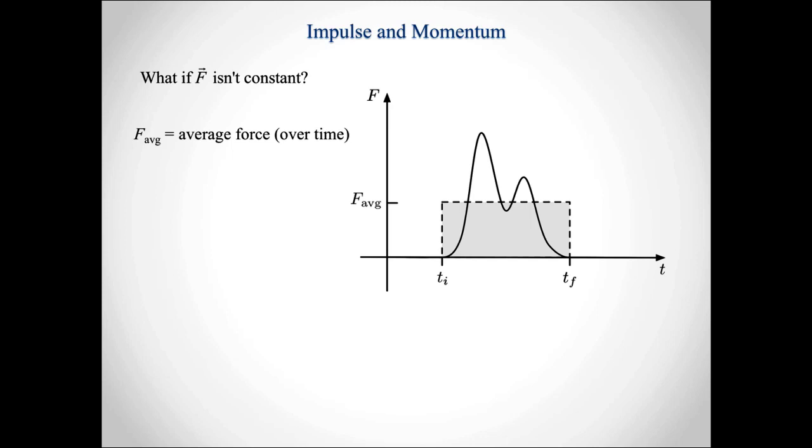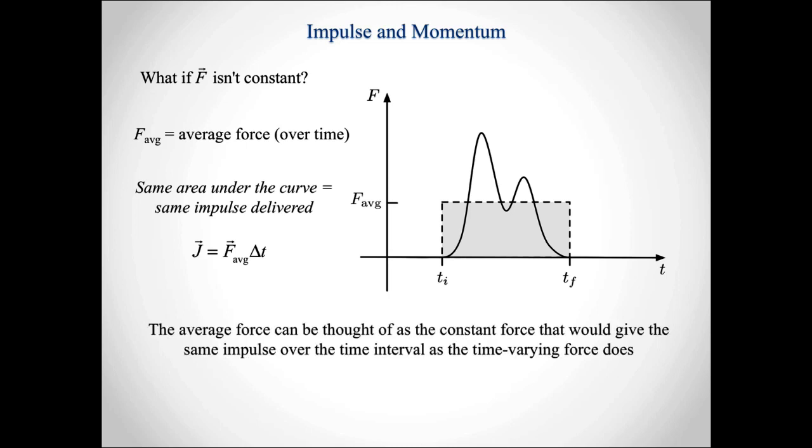And so there's some complicated force that I can basically reduce to thinking about the average force that's going to give me the same area under the curve. So if you color in the area underneath the force, even though it's complicated, that's going to give you some area. What I'm going to do is define the average force that basically gives me the same area over that time interval. The reason I want to do this is that if it gives me the same area under the curve, then that means it's giving me the same impulse over that time interval.